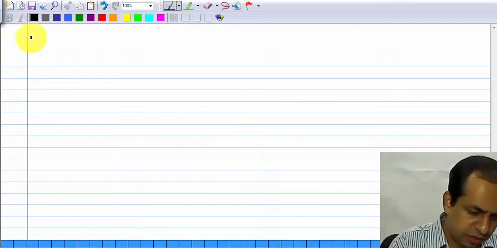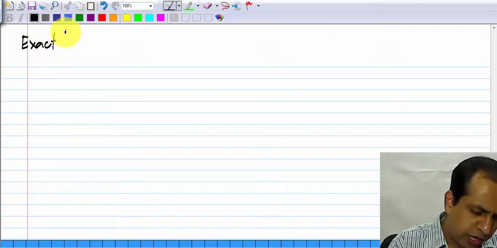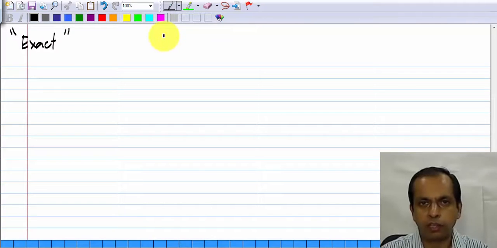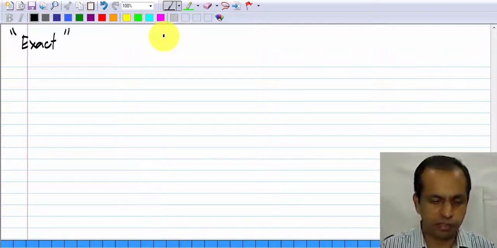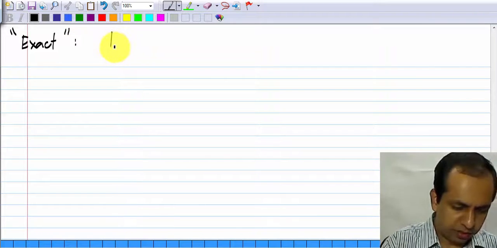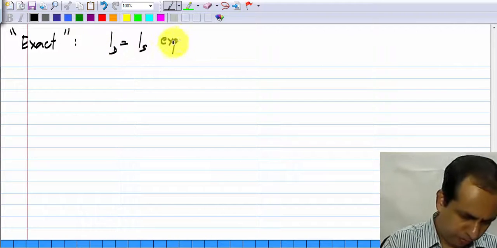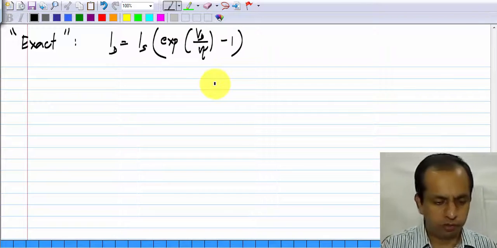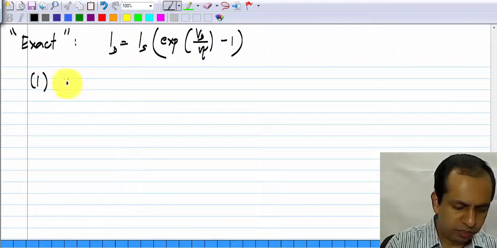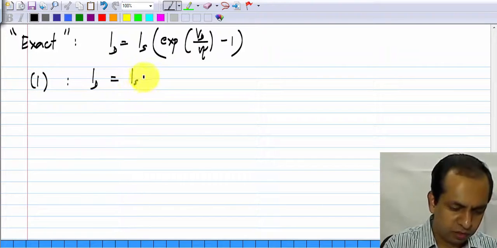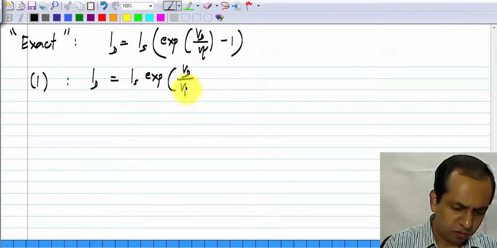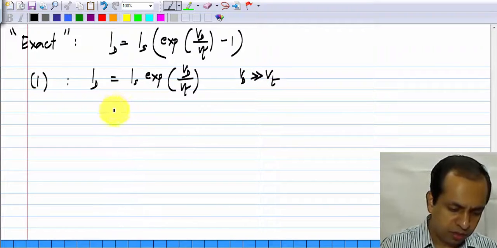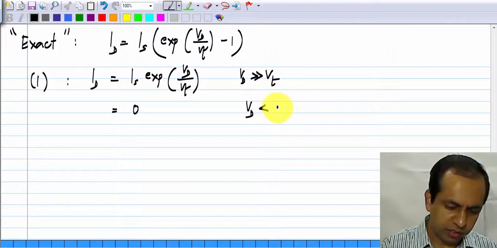So, to summarize, we have the exact characteristics of the diode, and this exact I will put in quotes because this is still an idealized version of the diode characteristics, and in a practical diode you will have other non-ideal features. But as far as we are concerned, this is the exact characteristic. And this is valid for all values of VD. And then we have the first level of approximation where we say that ID is just the exponential without this -1 term when VD is much more than VT, and it is 0 when VD is less than 0.